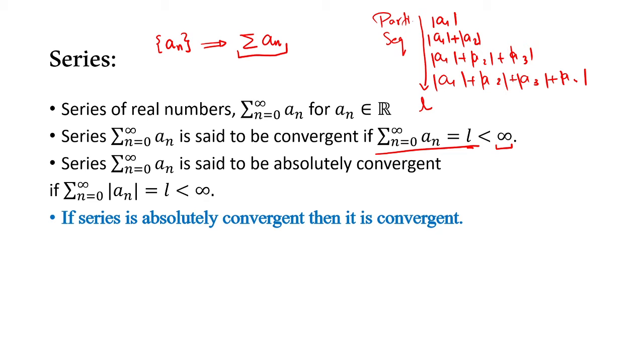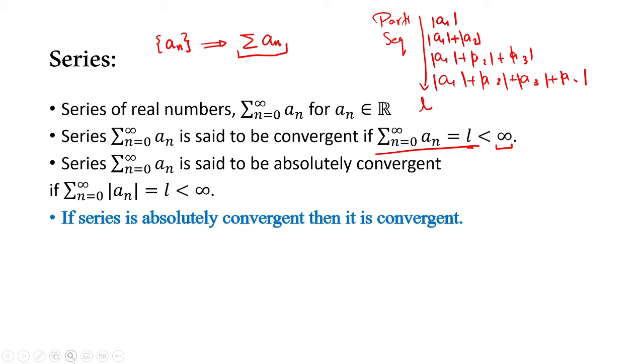Whenever we write some implication statement, the next thing that comes in mathematics is the converse of that statement. That means if a series is convergent, will it be absolutely convergent? If it is so, then both the statements are equivalent because both are if and only if.